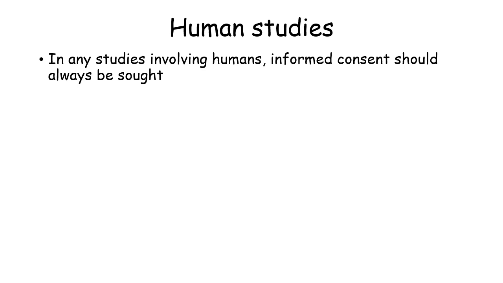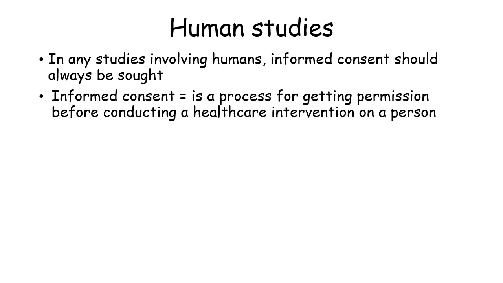Now, human studies are ones involving humans. And when it comes to humans, the most important thing is consent. And consent is not just saying, yes, I agree to this. The subjects need to be made aware of everything that's involved in the process. And that becomes informed consent.